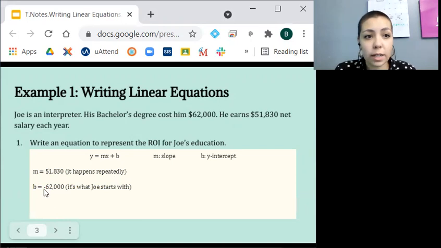And then we just put it all together. So instead of m, we're going to write 51,830. Instead of b, we're going to write negative 62,000. And so our equation ends up being y equals 51,830x subtract 62,000.